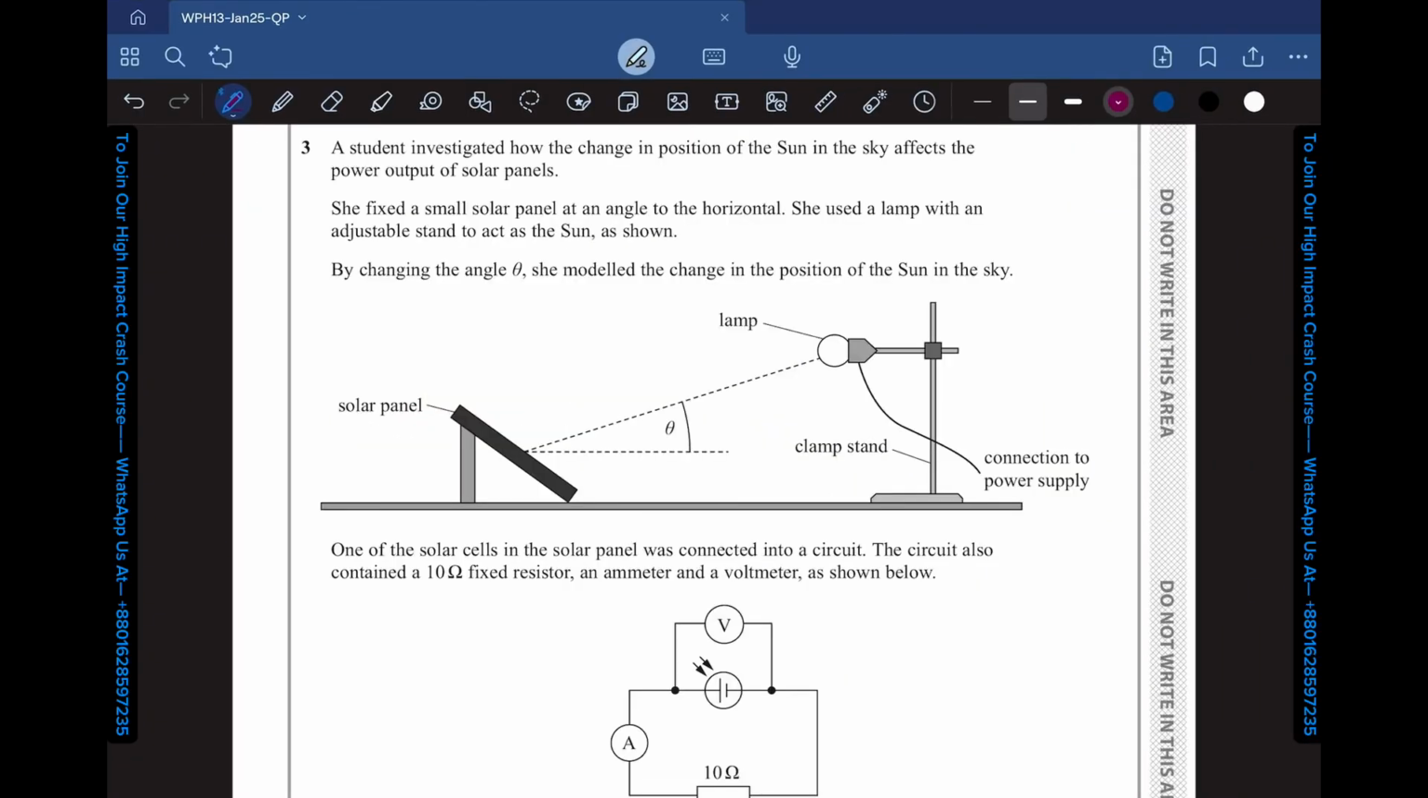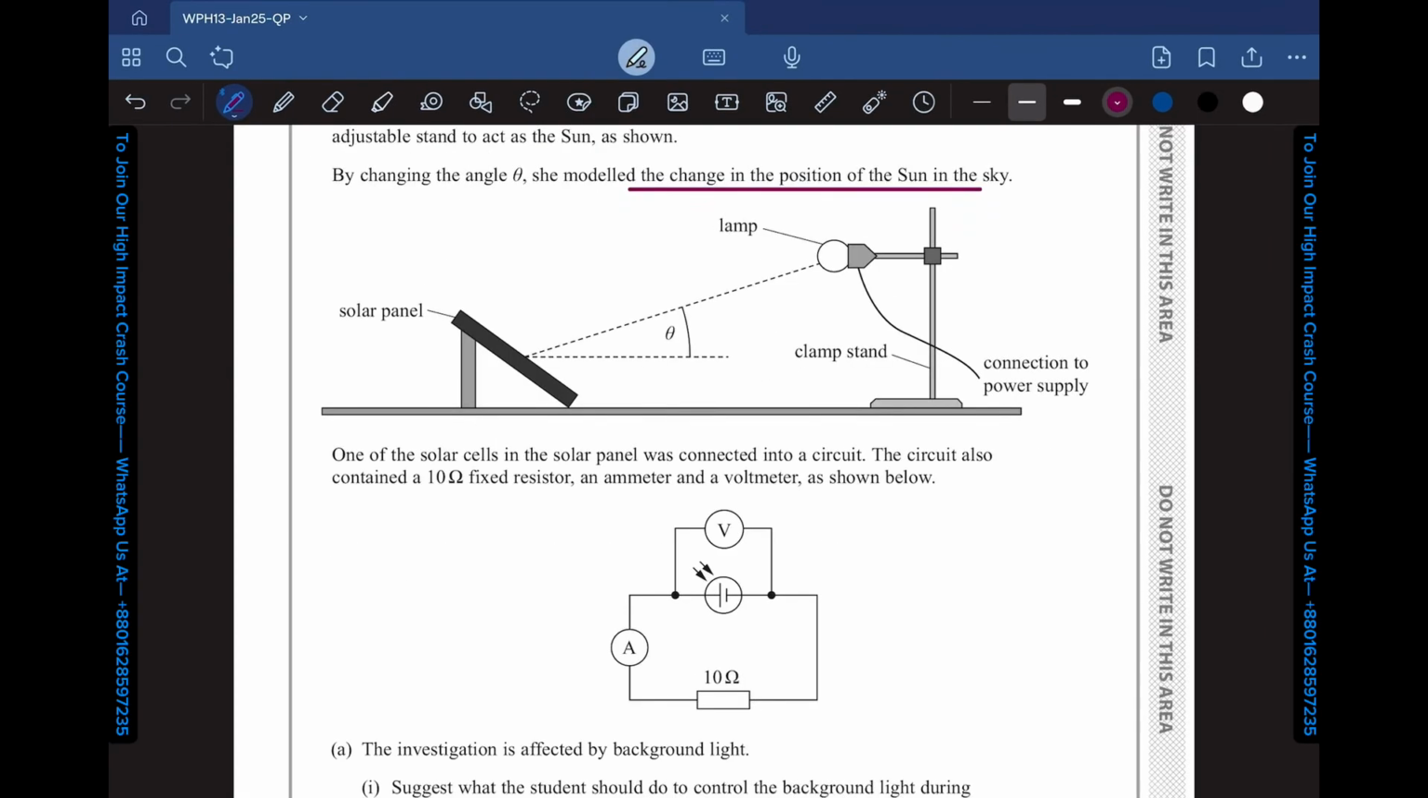The question number 3 says a student investigated how the change in position of the sun in the sky affects the power output of solar panels. These are the type of questions that we have seen in our physics unit 2 as well, right? She fixed a small solar panel at an angle to the horizontal. She used a lamp with an adjustable stand to act as the sun, as shown. By changing the angle theta, she modeled the change in the position of the sun in the sky.